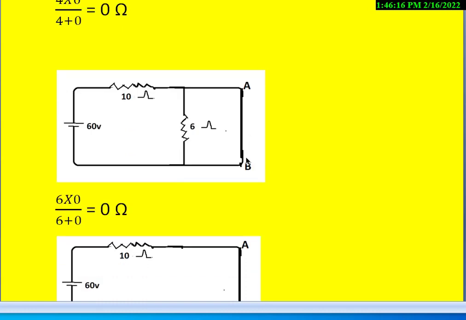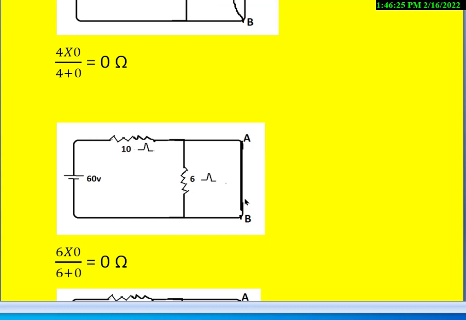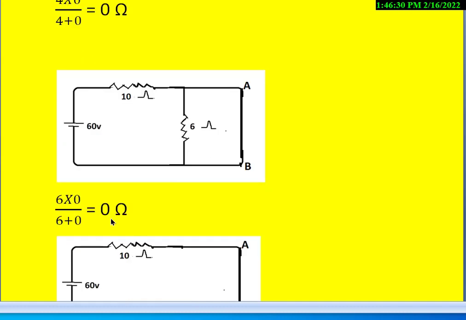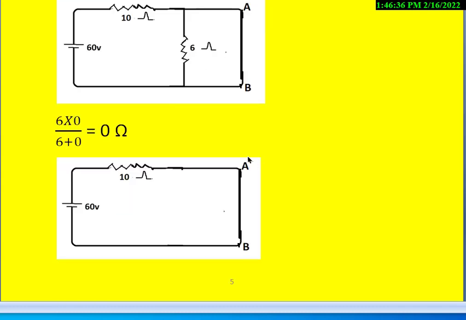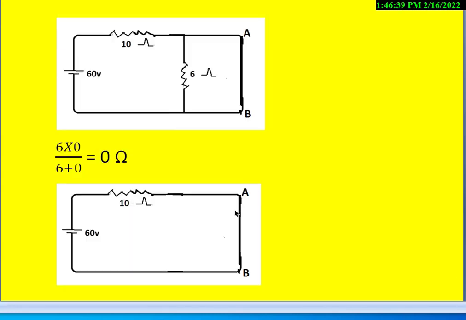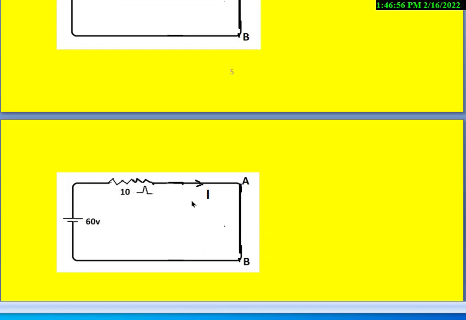So the circuit will become like this. Now 6 ohms is going to become in parallel with 0 resistance. Then the resultant resistance of 6 and 0 is again 0 ohms like this. And then the circuit we can draw like this. So this 6 and this 4 are replaced with the short circuit like this. Now find out what is the current flowing between terminals A and B. Means find out what is the current flowing here. That is 60 divided by 10.